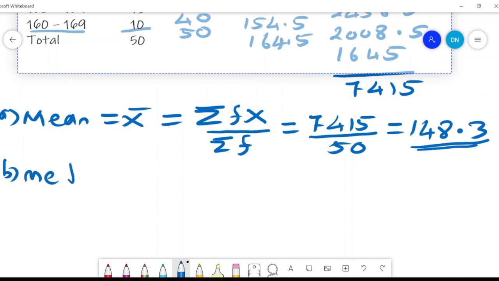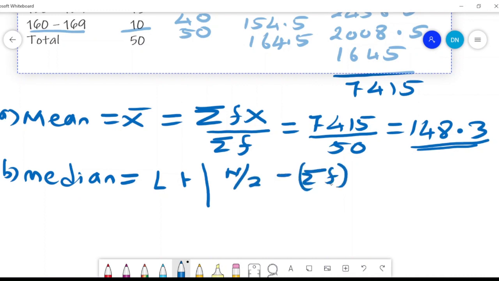And for the median, there is a formula for grouped data. It's given by L plus N over 2 minus the sum of the frequencies before the median class, divided by the frequency of the median class, times C. So what are these?